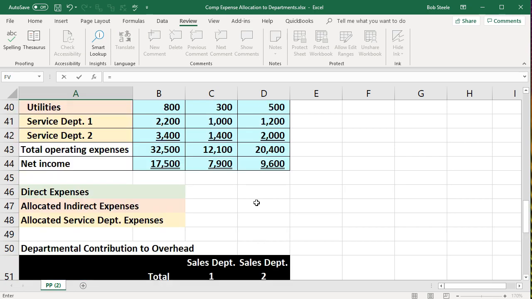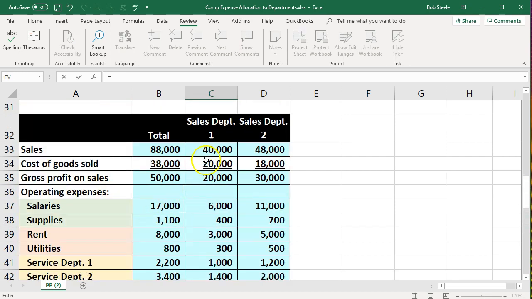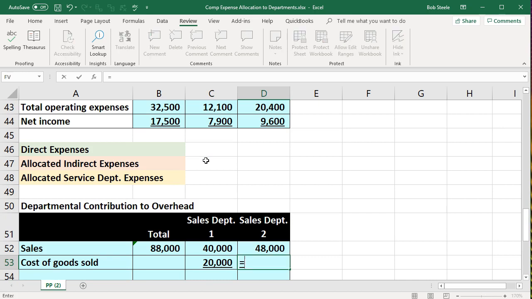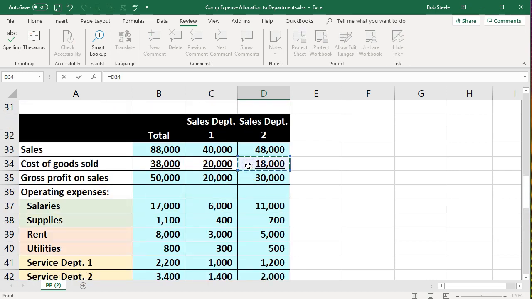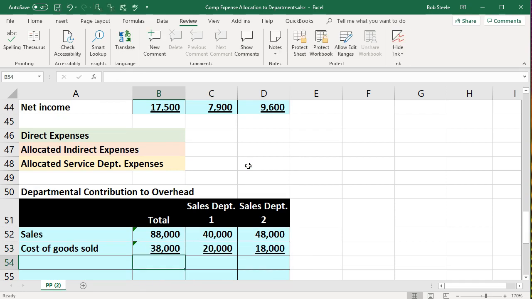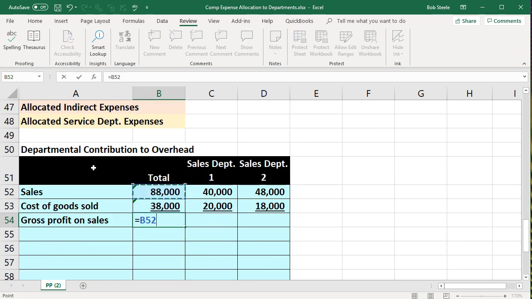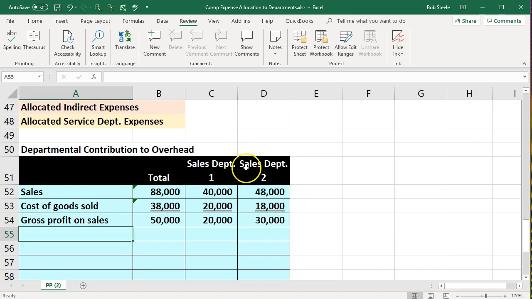Cost of goods sold equals same information up top. Tab. And we'll say sales department 1 equals the 20,000. Tab. Sales department 2 equals the 18. Enter. And we'll sum that up. So we'll sum those two items. And that'll give us our gross profit. Same information. And then we'll subtract these out. This equals the 88 minus the 38. Tab. This equals the 40 minus the 20. Tab. This equals the 48 minus the 18. And you could autofill that across as well.